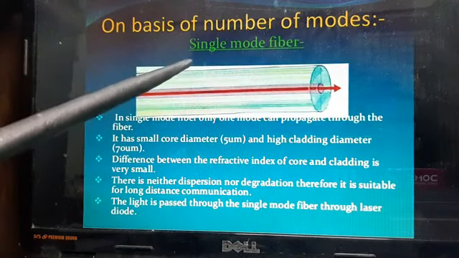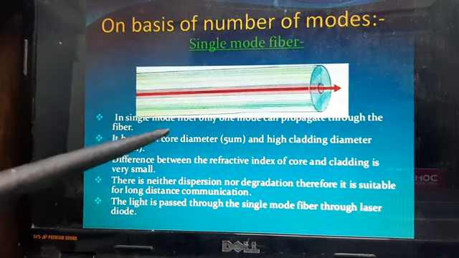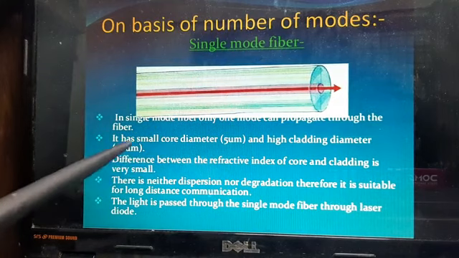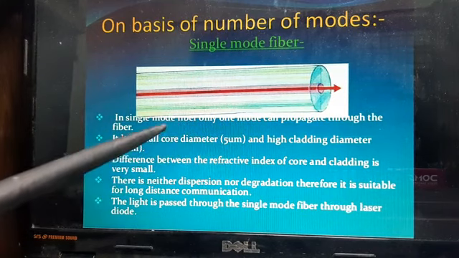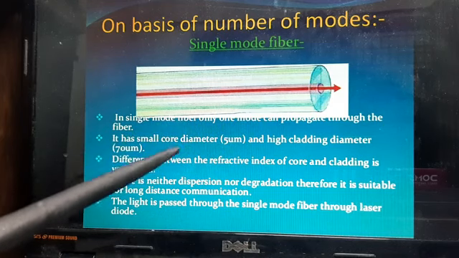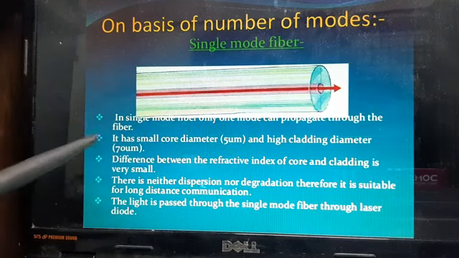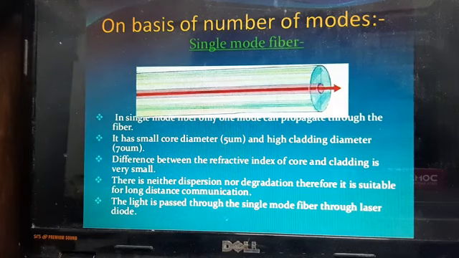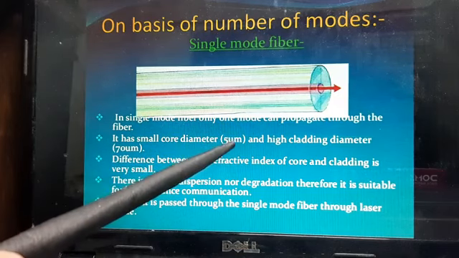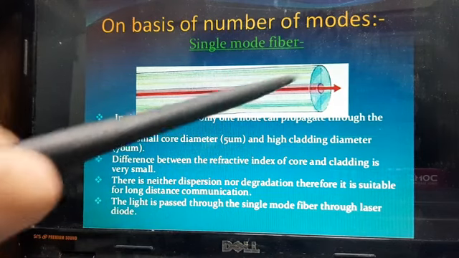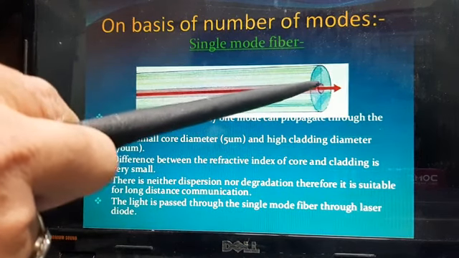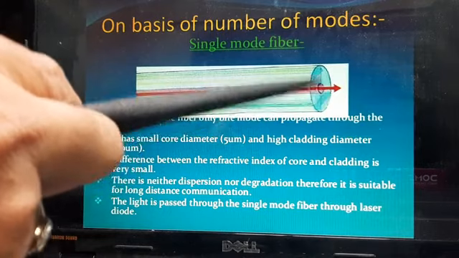First one, that is single mode fiber. In single mode fiber, the light travels or propagates through the fiber in a single mode. That is, it has a small core diameter, 5 micrometer, and a high cladding diameter, that is 70 micrometer. So the diameter of cladding is more than that of core. So this is single mode fiber.